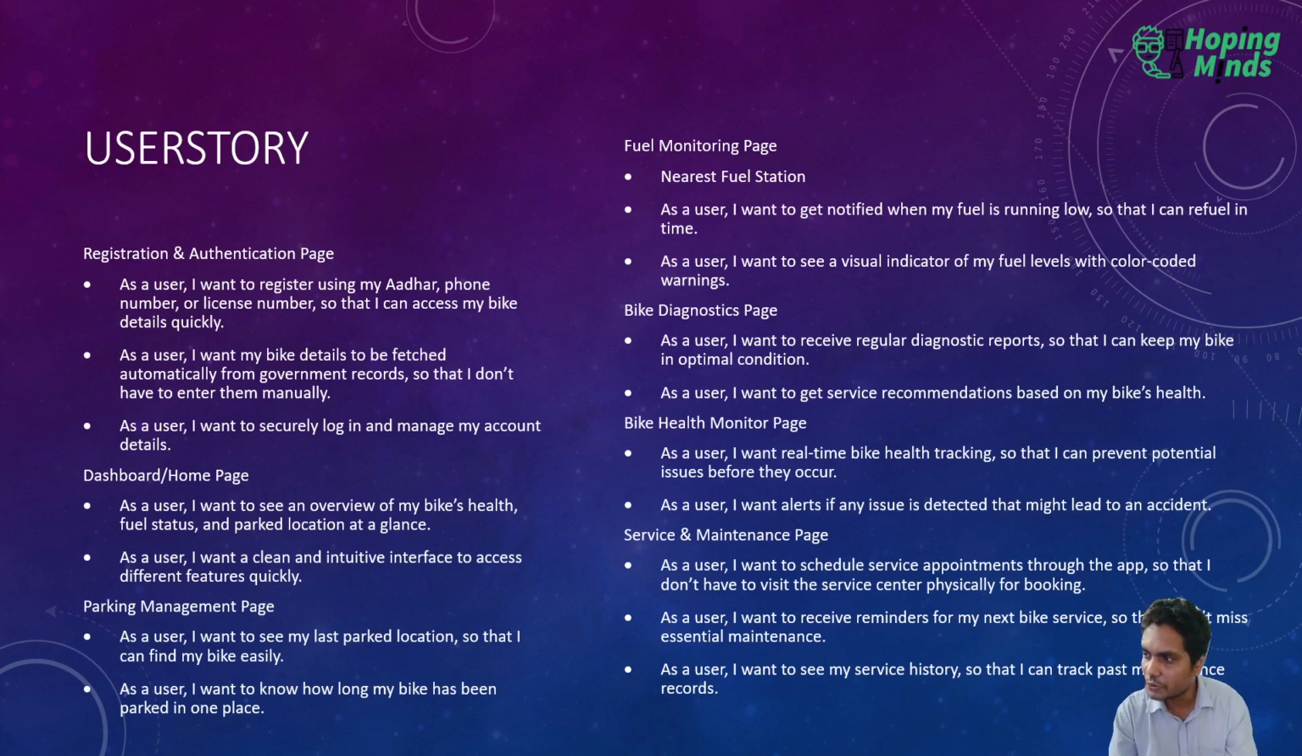As a user, I want to receive a reminder for my next bike service so that I don't miss essential maintenance. That's important. I get notifications on WhatsApp, but that really does not matter. I should be able to see a real time notification. As a user, I want to see my service history so that I can track past maintenance records. This is also, I would say, an important factor for every bike owner.